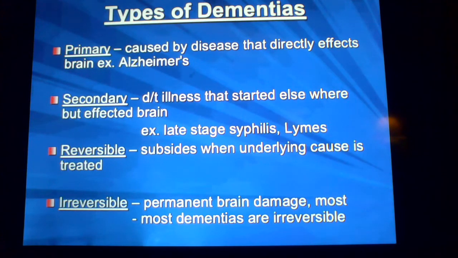So here are the types of dementia, several types. Primary is caused by a disease that directly affects the brain, for example, Alzheimer's. So primary means it goes right to the brain. Secondary means it's due to an illness that started elsewhere but affected the brain. An example of this would be late-stage syphilis or Lyme disease. Reversible means this subsides when the underlying cause is treated. Irreversible means permanent brain damage. Most dementias are irreversible. So dementia is not something we would like because it's hard to treat.